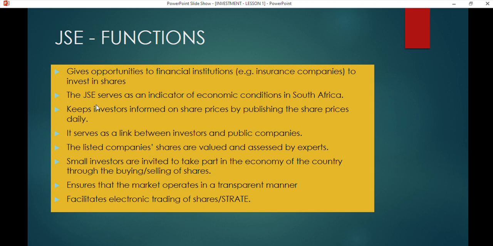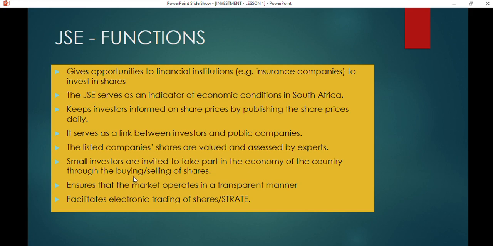The third one, it keeps investors informed on share prices, as they publish the share prices on a daily basis. It serves as a link between investors and public companies. The listed company shares are valued and assessed by experts. Small investors are invited to take part in the economy of the country through the buying and selling of shares. So they aim to open this market to everyone.